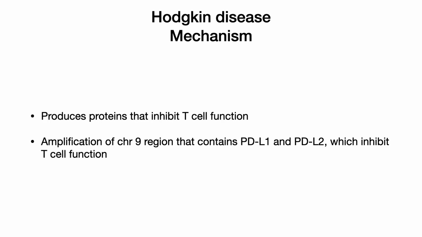So basically the way it works is it produces proteins that inhibit T cell function, and then the genetics behind it, you can have an amplification of the chromosome 9 region that contains PDL1 and PDL2 that inhibit T cell function.